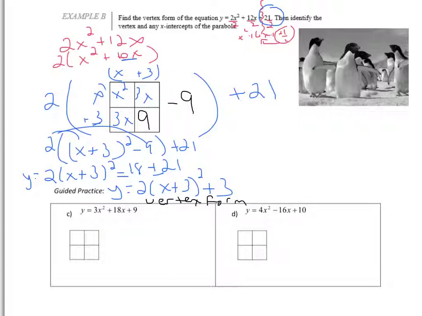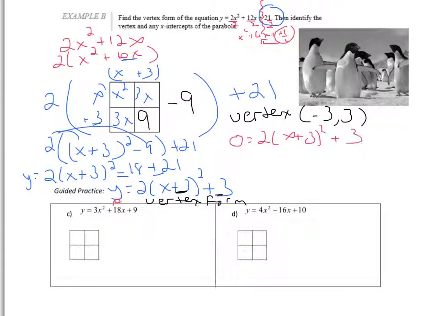And from that, we can pull out the vertex. So we know that it's the opposite, it's negative 3 and positive 3. So then our vertex is negative 3, 3. And now if we want to find out what the solutions or x-intercepts or roots are, we can solve by plugging in 0 for y. So instead of y, I'm going to put in a 0. So 0 equals 2 times x plus 3, quantity squared, plus 3.